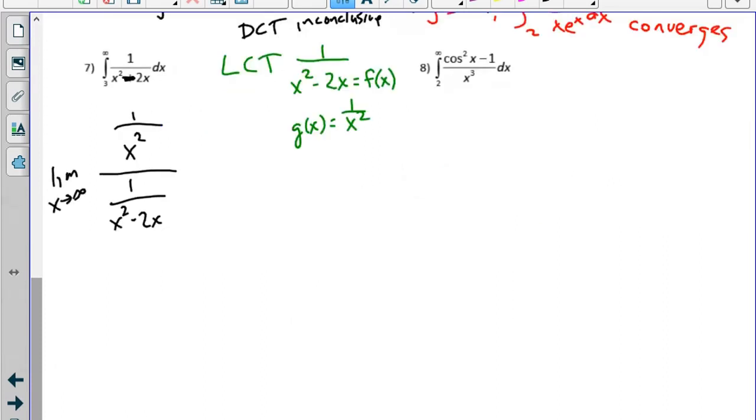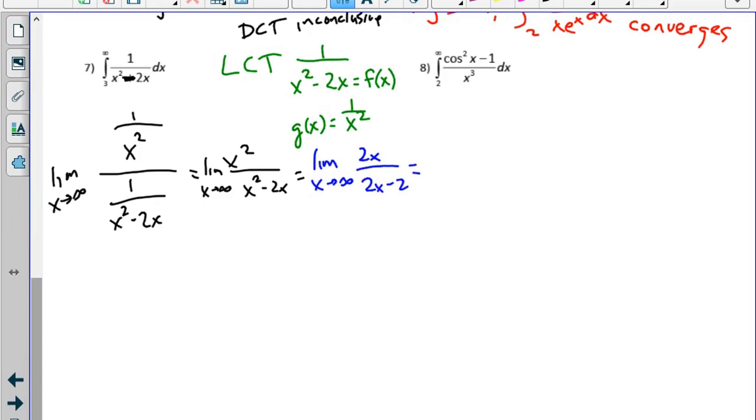As we do this, remember by the laws of fractions, we can rewrite this as the limit as x approaches infinity of x squared over x squared minus 2x. Since this would be infinity over infinity, we're going to do some L'Hopital's rule. So the limit as x approaches infinity of 2x over 2x minus 2 is equal to the limit as x approaches infinity of 2 over 2, since this is once again a L'Hopital's rule situation, which is 1.